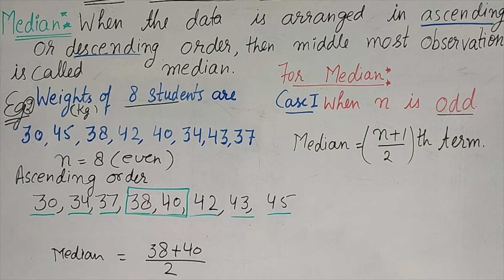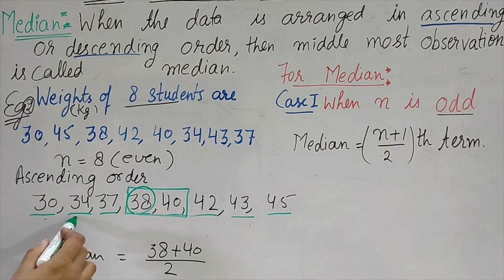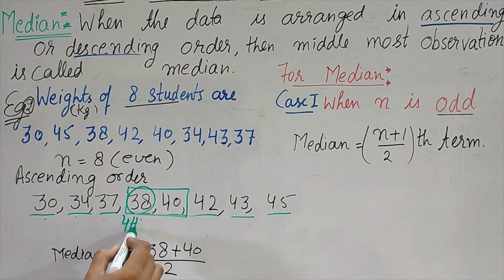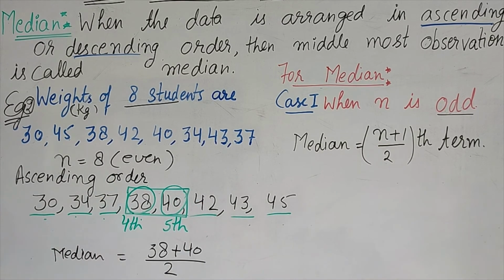Let's conclude it as a formula. In this question, we understood from here that 3 terms are left this side and 3 terms this side, so these two will be the middlemost. But every time it will be very inconvenient to write in this way. So let's conclude a formula. How can we find the median in case of an even number of terms? This 38, how are we getting 38? 38 is the 1, 2, 3, 4th term. 38 is the 4th term of the observation. And next, 40 is the 5th term of the observation.